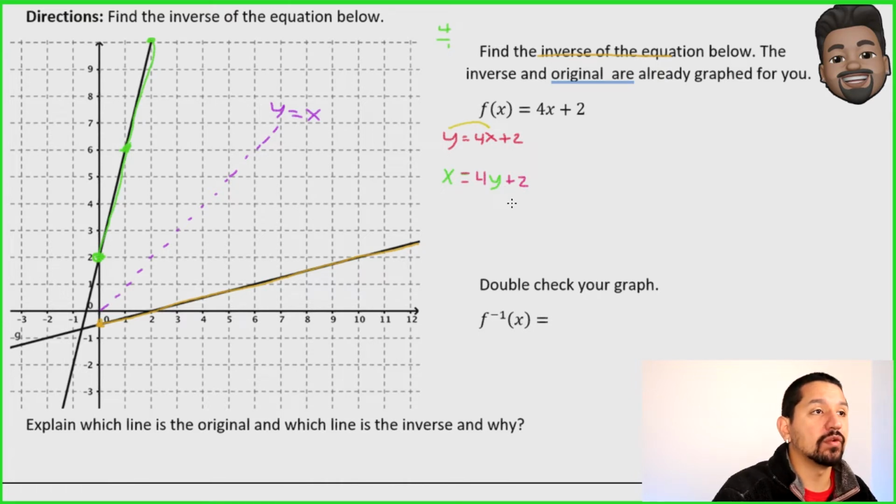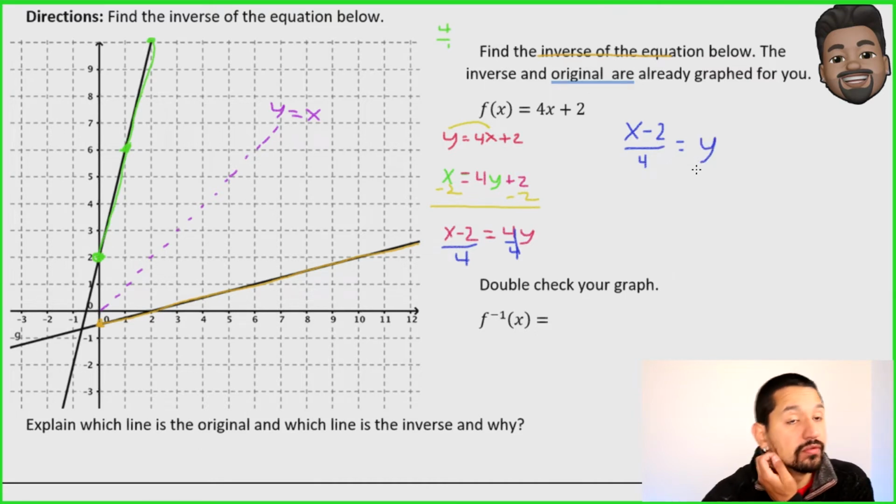Well, how do we solve this equation? Well, we're going to subtract 2 from both sides. We're going to get x minus 2 is equal to 4y, like this. Boom. And then now what do we do to get rid of the 4? Well, we're going to divide by 4. Okay, and there's two ways of doing this. When you divide by something, you can do it to everything, or you can do it individually. So we're going to get x minus 2 divided by 4 is equal to y.